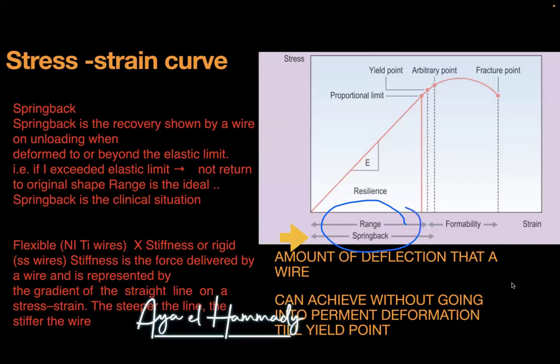So here, let's make it more simple. What does this mean? The amount of deflection that the wire can go through without going into permanent deformation. Okay, so I hit the wire, it bends a little bit. After a few hours, it comes back to its original shape. So the stored stress energy here is getting released over a long period of time.